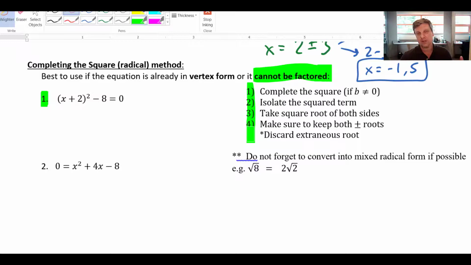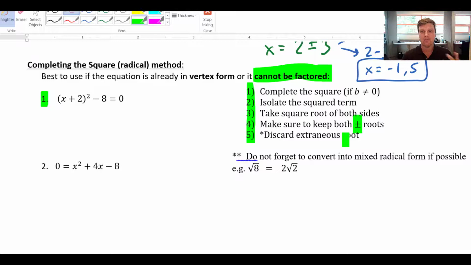So you're going to complete the square. You're then going to isolate the squared term, take the square root of both sides. Don't forget this. This is the easiest thing to forget, that you want to keep both the positive and negative roots, because that's going to give us our two different answers. And then the last point here just says discard extraneous roots.